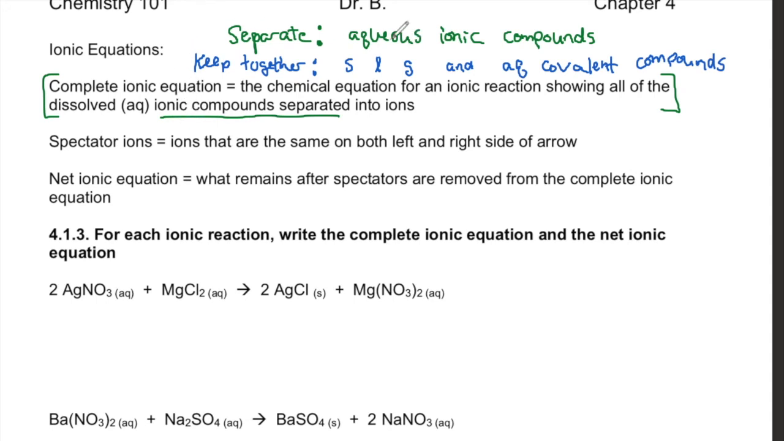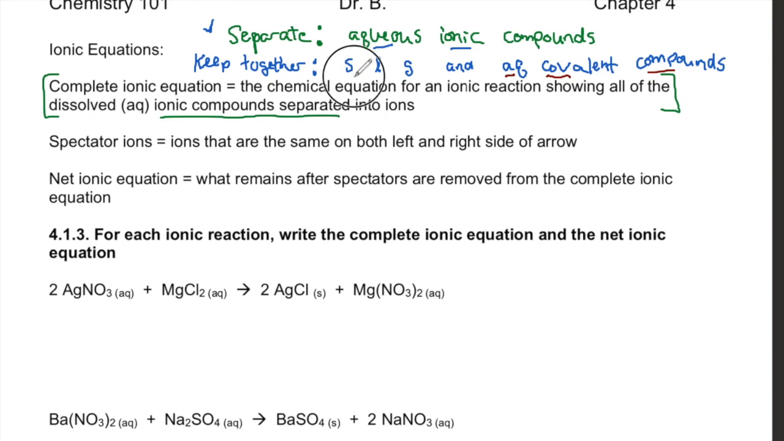So when we dissolve ionic compounds in water, the ions do separate. That's why we're going to write them as separate, because they do separate. Not everything separates when you dissolve it in water. Covalent compounds do not separate when you dissolve them in water. So if your reaction happens to have any aqueous covalent compounds, then we're not going to show them as separated into ions because they're not separated.